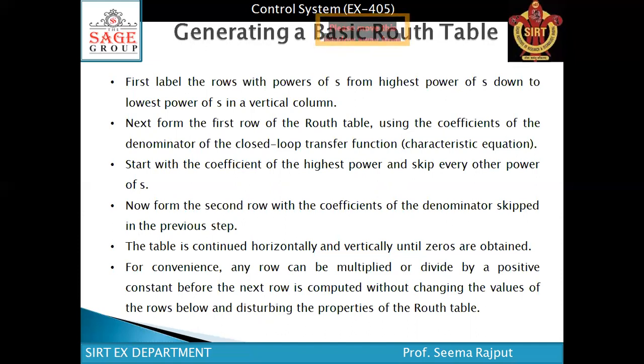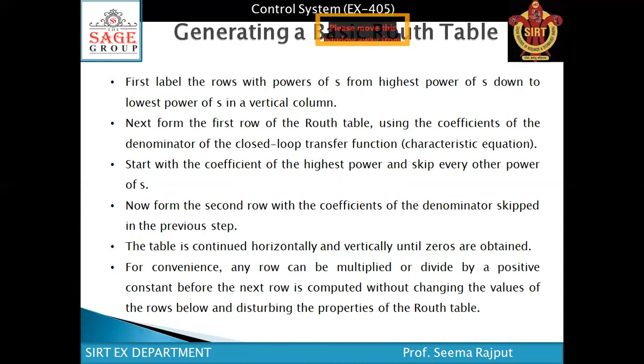Next, form the first row of the Routh table using the coefficients of the denominator of the closed loop transfer function, that is known as the characteristic equation. Start with the coefficient of the highest power and skip every other power of s. Now form the second row with the coefficients skipped in the previous step. The table is continued horizontally and vertically until zeros are obtained.